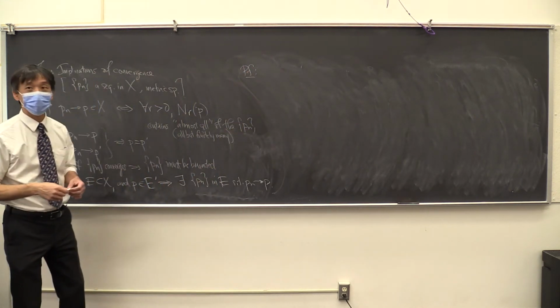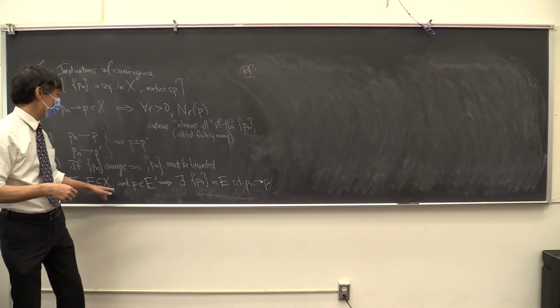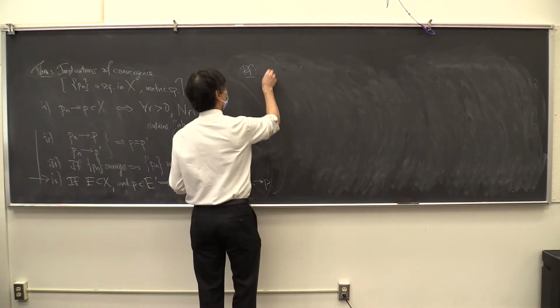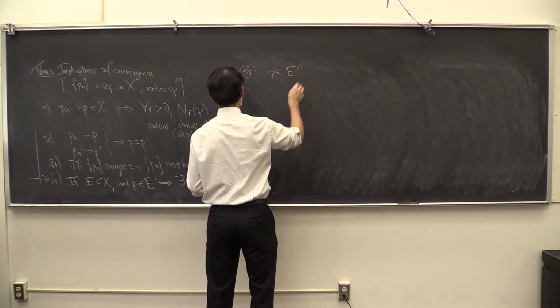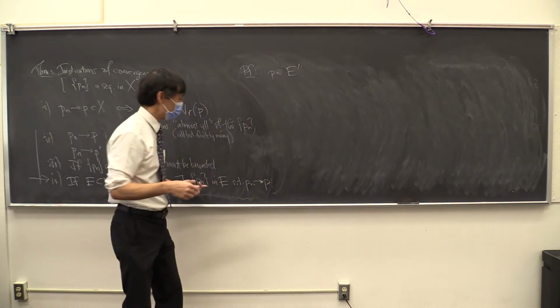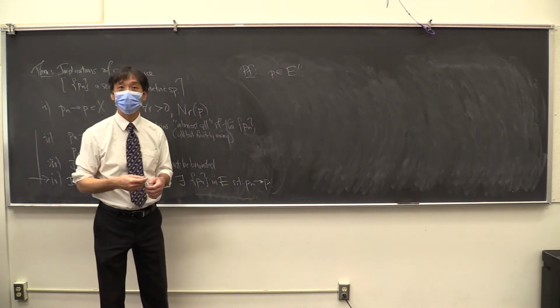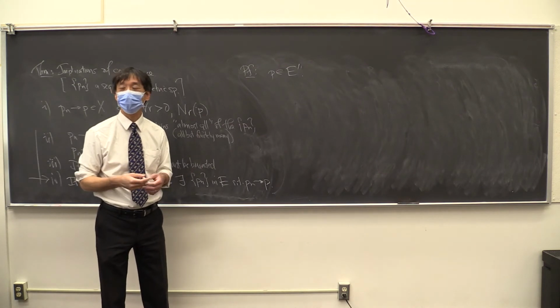Okay, does anybody want to say how they came up with the sequence? So you have P, the limit point of E, and you want to show that there is a sequence that converges to that P. How do you come up with that? How do you construct that sequence? Anybody?